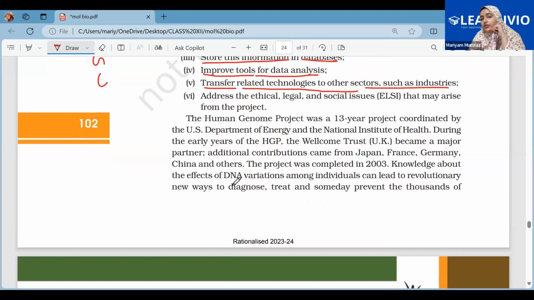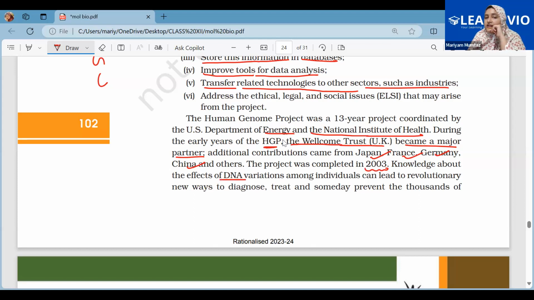Now this Human Genome Project was a 13-year project which was coordinated by the US Department of Energy and the National Institute of Health. During the early years of the Human Genome Project, the Wellcome Trust UK became a major partner, meaning a lot of investment was also required. Contributions from Japan, France, Germany, China, and other countries were also involved. This project was completed in the year 2003.